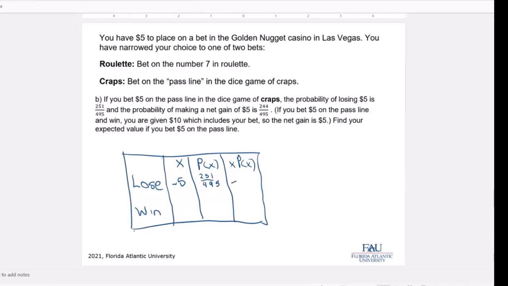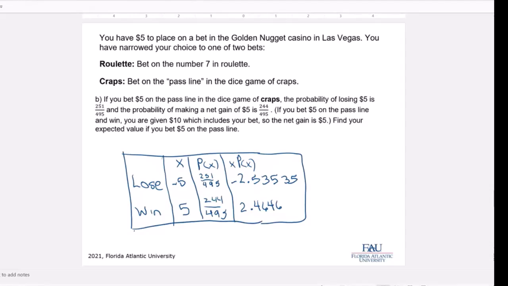This is negative 2.5335. I don't think I need that many numbers, but let's see. Now, the probability of making a net gain. If I win, then I will win 5, and the odds of that are 244 over 495. So that becomes 5 times 244 divided by 495, and I get 2.4646 and so on. This just keeps repeating.